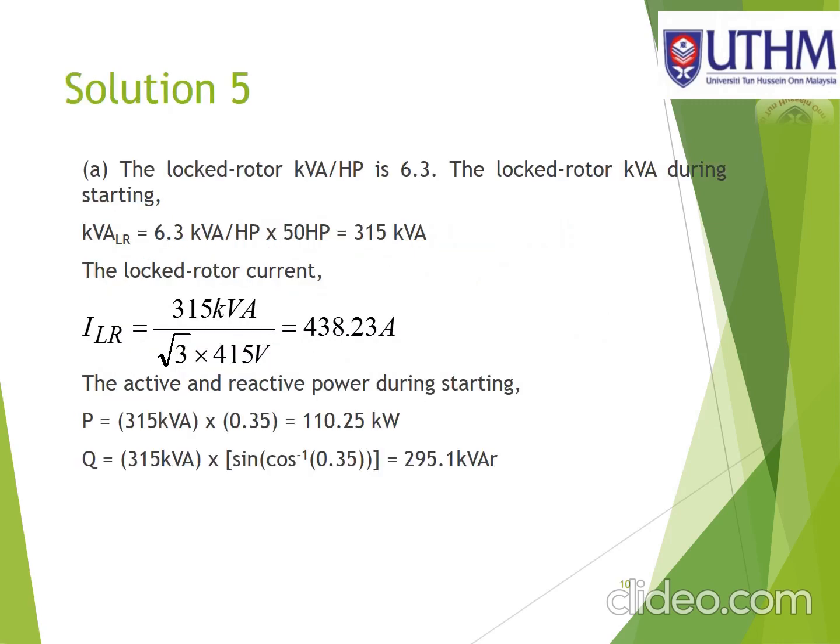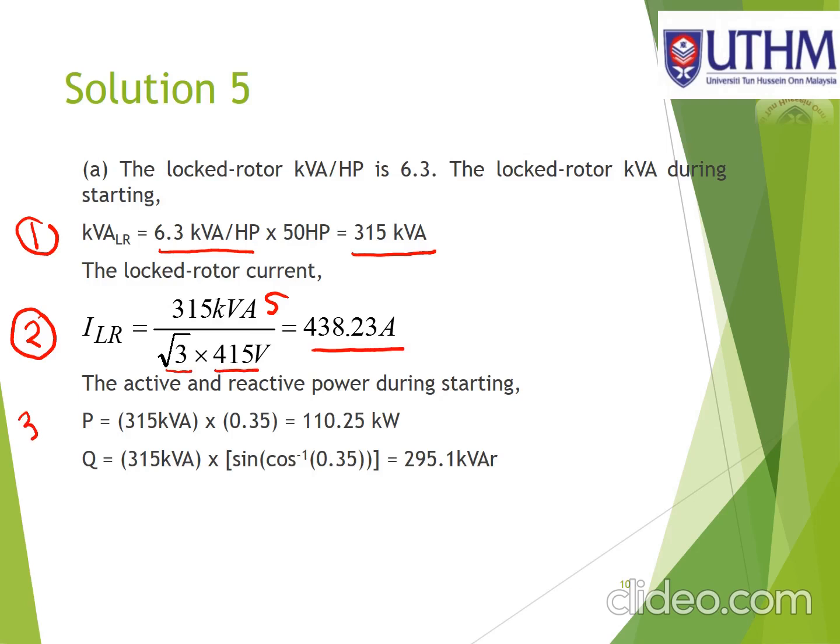Okay, this is the solution for example number 5. First we have to calculate the value of kVA. The question gives 50 horsepower, so we multiply by 6.3 kVA per horsepower, and we get the kVA for the locked rotor. Then the second step, we have to find the I locked rotor, which is equal to S divided by square root 3 divided by 415, and we get this value.